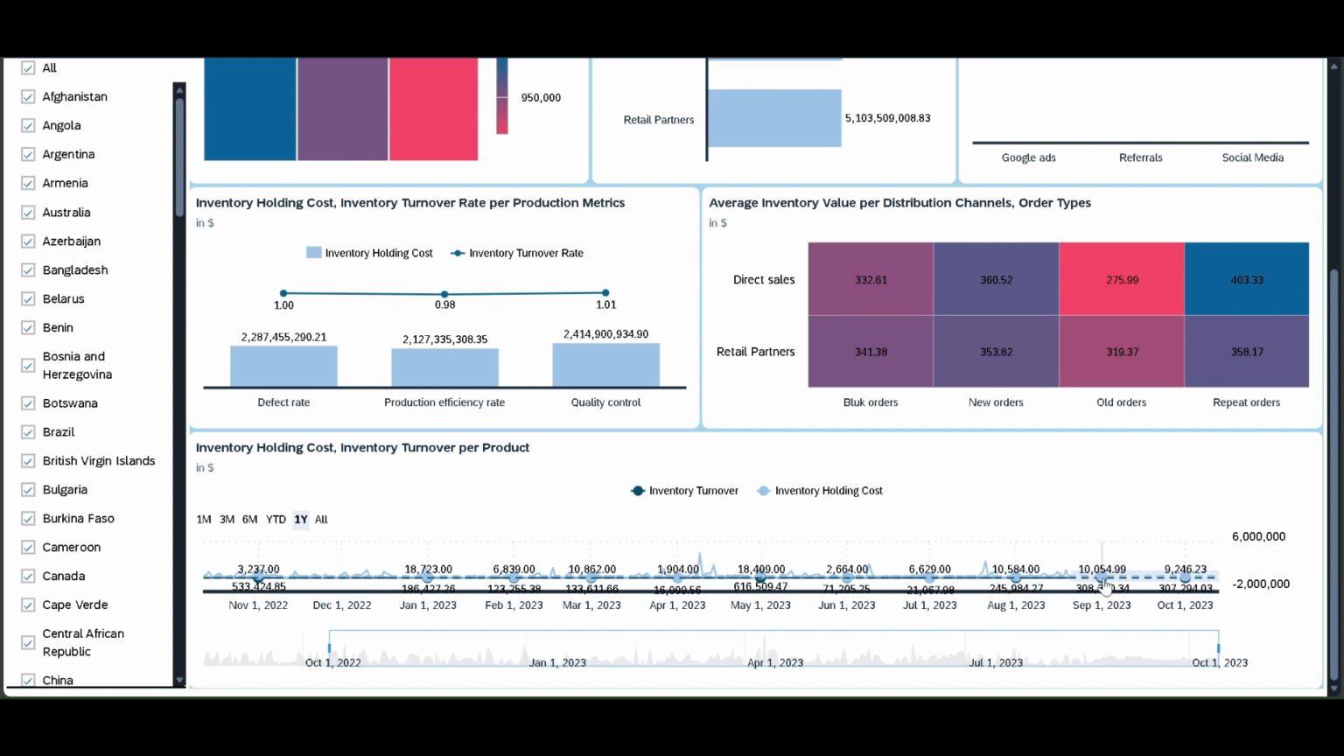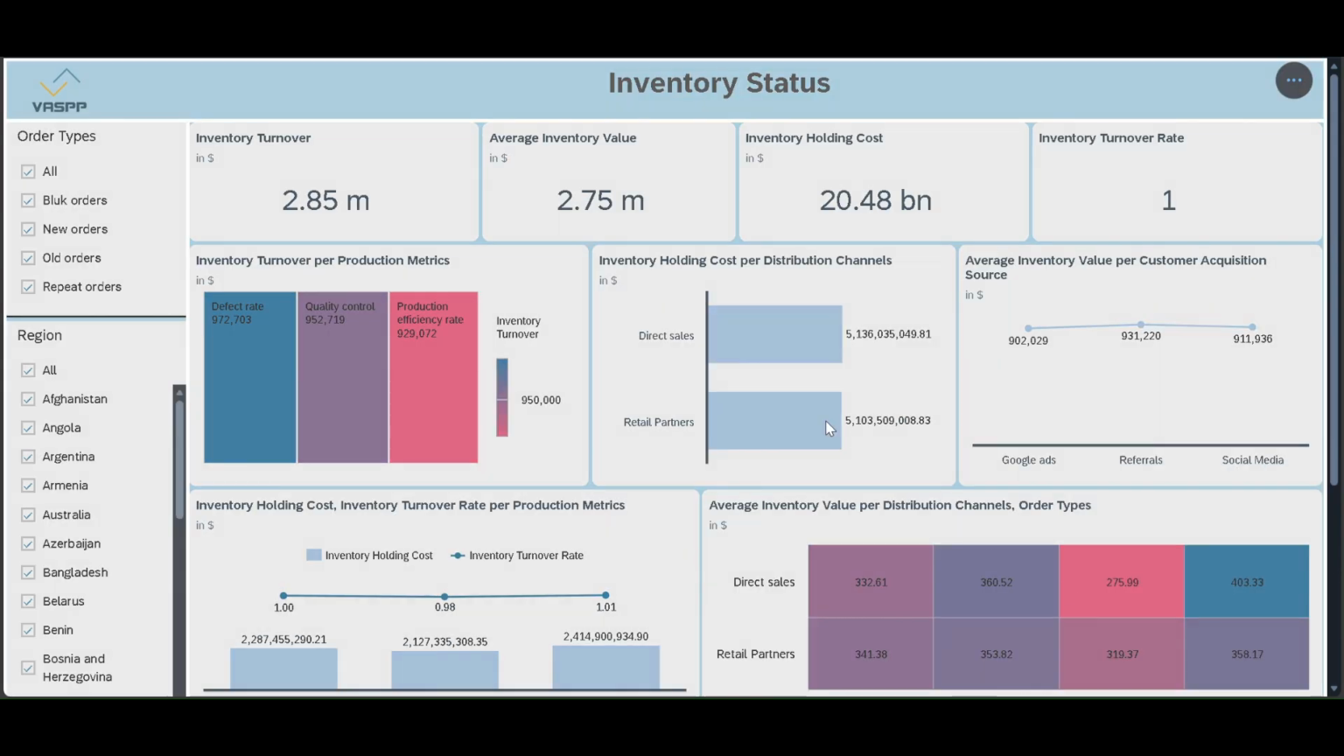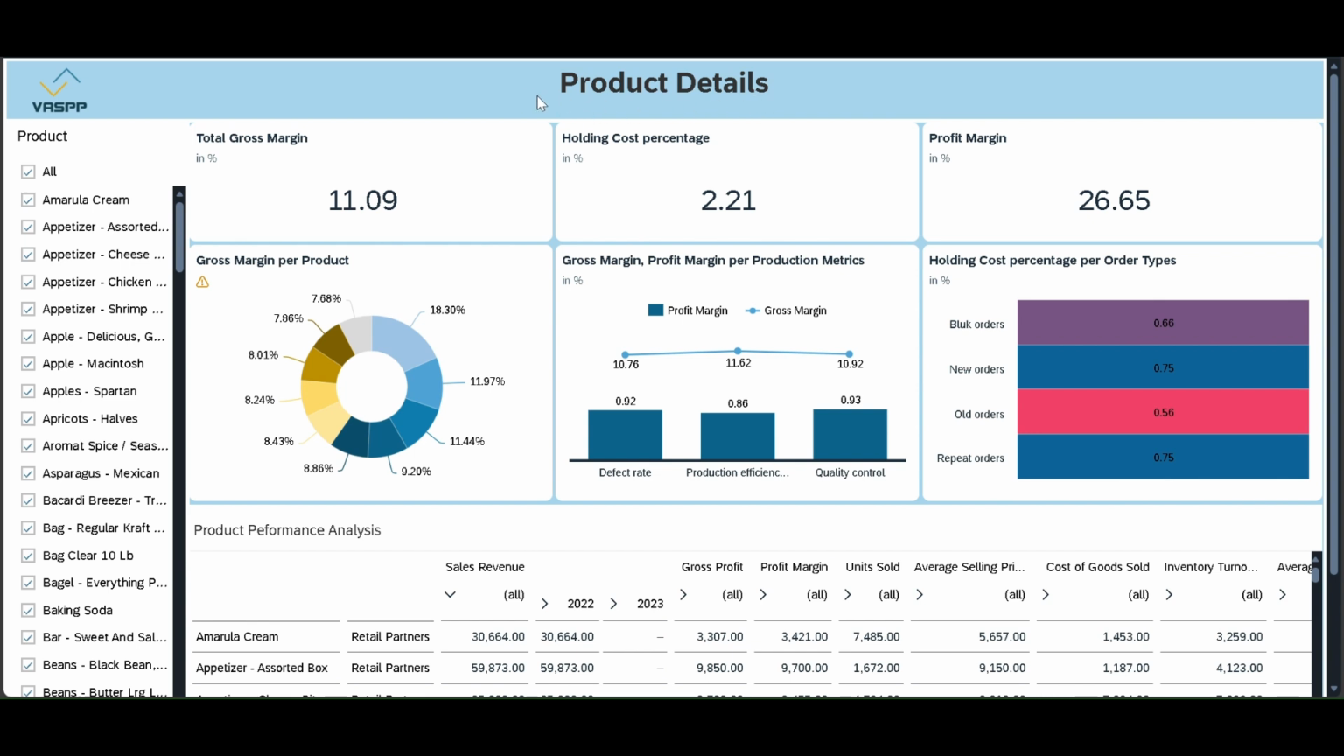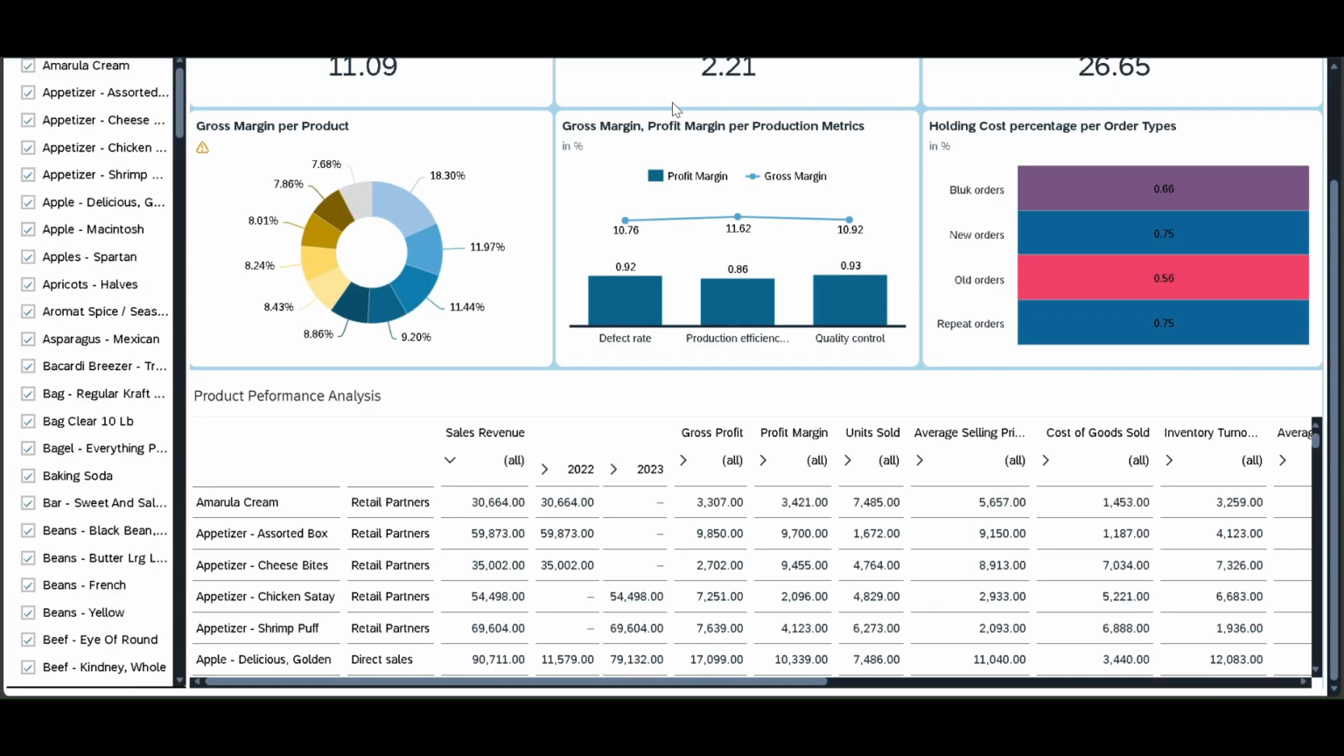So this page gives leaders full visibility into movement, waste, and cost, helping the organization optimize storage, reduce holding cost, and lift operational efficiency. Let's move to the last page, that is Product Deep Dive and Complete Operational Intelligence. This final page goes beyond performance. It breaks every product down into its financial and operational components.